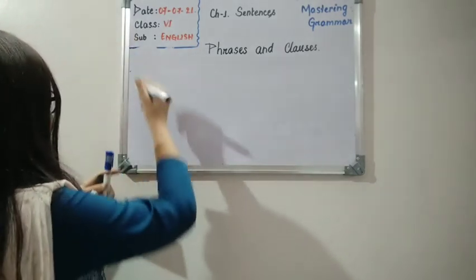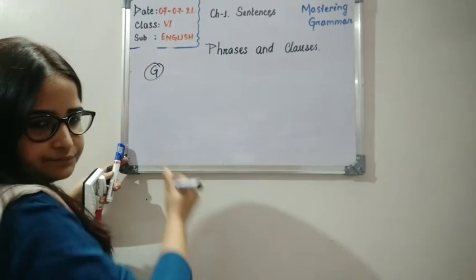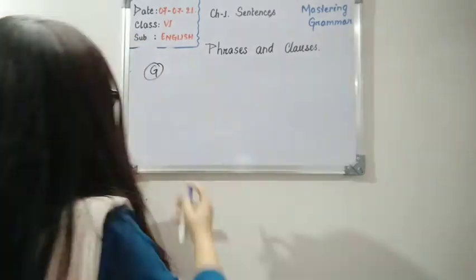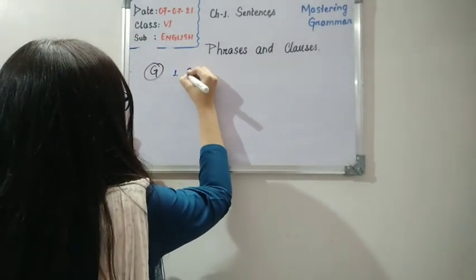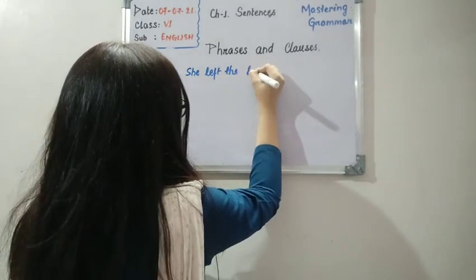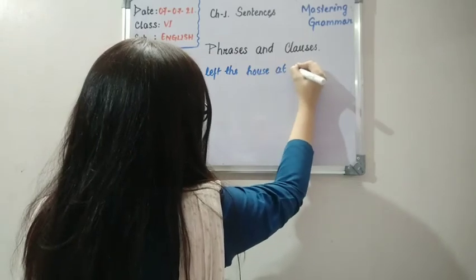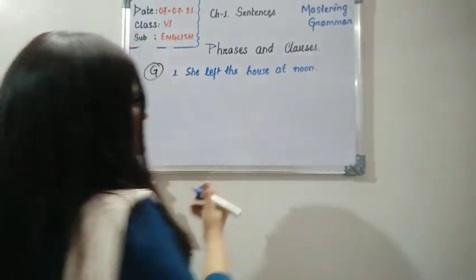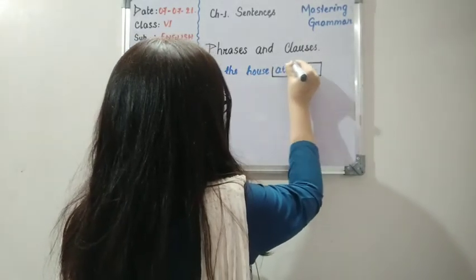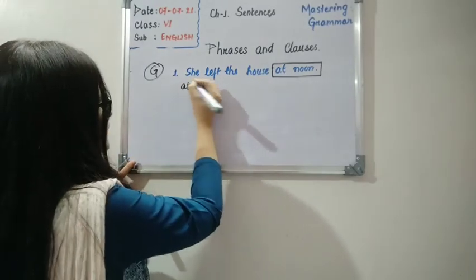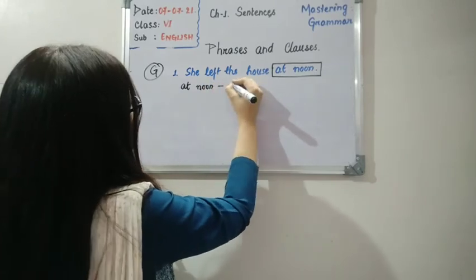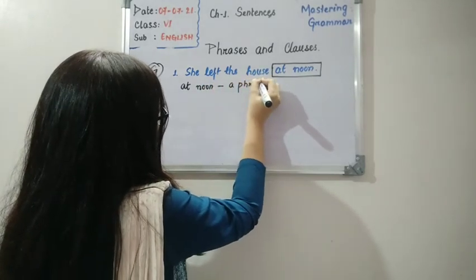Now the first one of G. What is the first question? Tick the correct option. She left the house at noon. So children, we have been asked whether at noon is a clause or a phrase. Here, at noon does not have a subject and does not have a verb. So it is not a clause. Instead, it is a phrase. Okay, we are done with one.